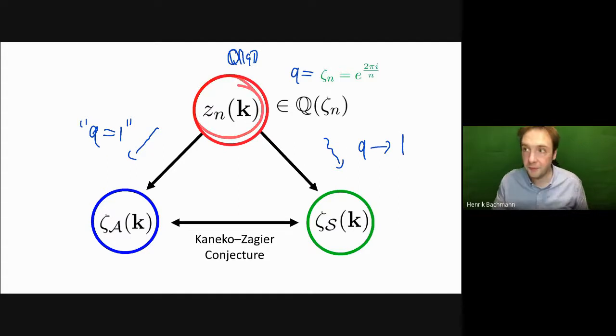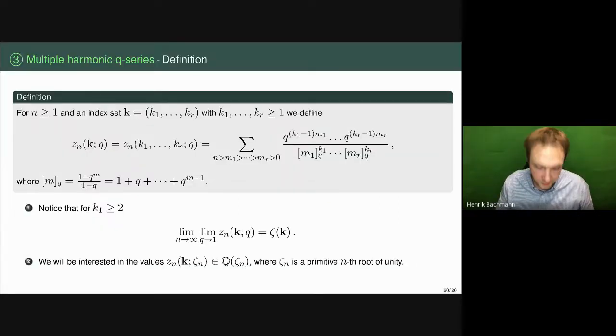Okay, so let's define these Z_n. As I said, it's a q-series. For some index k, we define Z_n(k). It depends on a natural number n and some q. This is a truncated sum. We take this part here, in the numerators just these powers of q, and in the denominator we have this q-bracket, which is given by this expression. This can be seen as a q-analog of the natural number m. If I take q goes to 1, then this is just m.